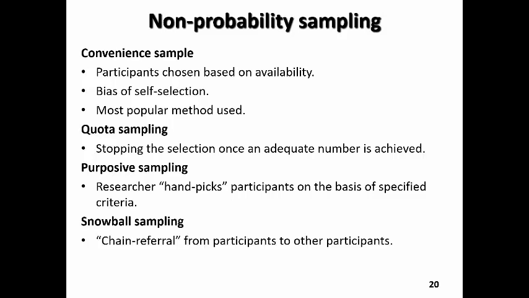Snowball sampling is, as the term suggests, snowballs from one person to another. So this involves chain referral. After one person has completed participation in one study, they would have casual communications or discussions, conversations with other people that they know, and refer those other people for participation in that study that they participated in.